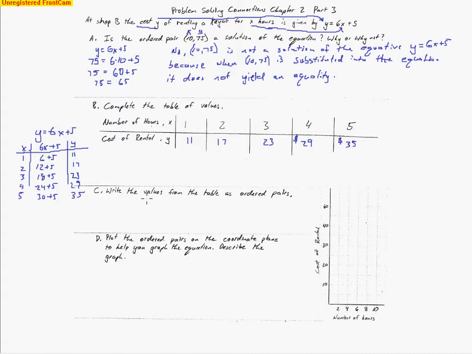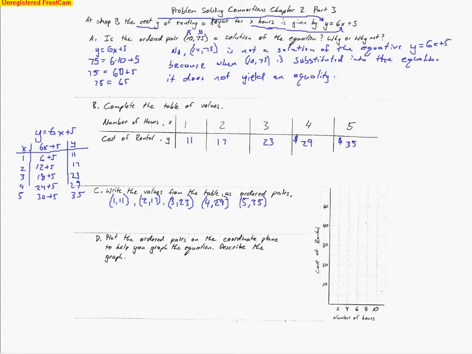So the next part says, take these values from this chart and make ordered pairs out of them. Ordered pairs, again, are x comma y. So we have 1 comma 11, just put parentheses around it, and keep on doing that. So 2 comma 17, and then 3 comma 23, and 4 comma 29, and 5 comma 35.